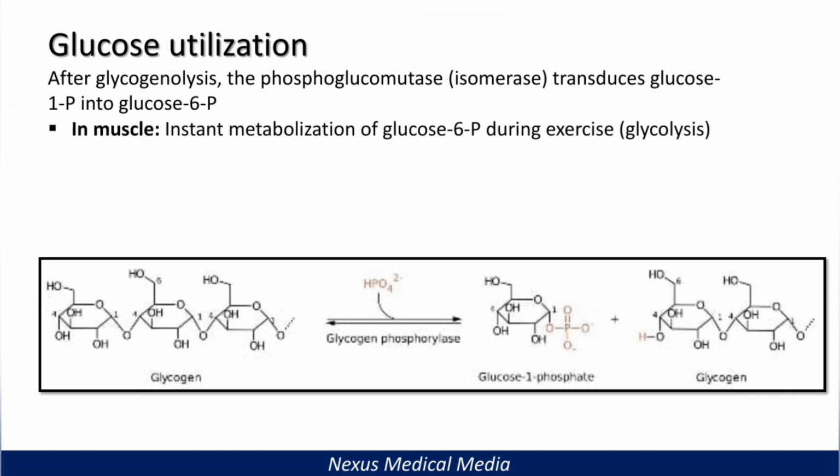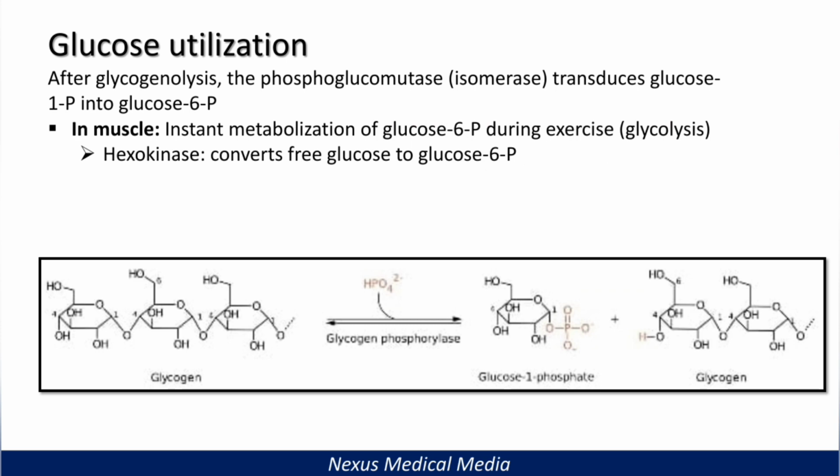So in the muscle, there is instant metabolization of glucose 6-phosphate during exercise. That's glycolysis. Right? So if you remember the process of glycolysis, the first step is to convert glucose into glucose 6-phosphate. Right? But now we already have it. We just converted glucose 1-phosphate that we took using glycogen phosphorylase from the glycogen in the muscles. We just have to run down this glucose 6-phosphate into glycolysis.